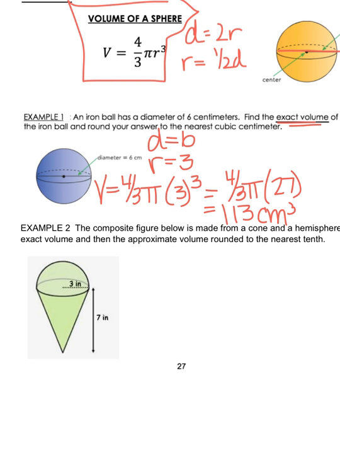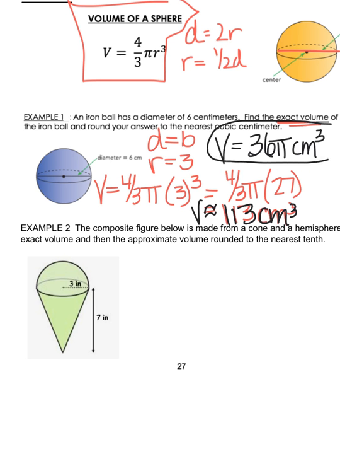Now I'm going to go back and clear out my calculator, and I'm going to take 4 divided by 3, which again is 1.333 repeating, and multiply that by 27. If I wanted to leave my answer in terms of pi, you would see that the volume is exactly 36 pi centimeters cubed. This is about 113 centimeters cubed. Okay, so this is exact, and this is about.